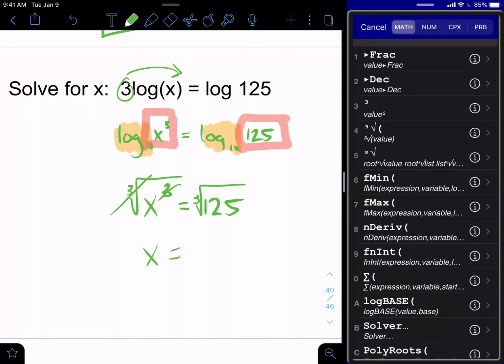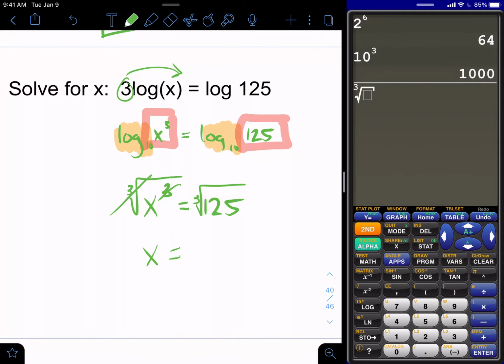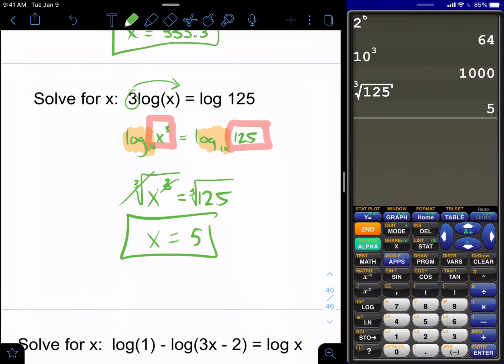If you forget how to do it, you can actually do it using the math option on your calculator, selecting the third root and typing in 125, and you find out that x does in fact equal 5, which is our answer.